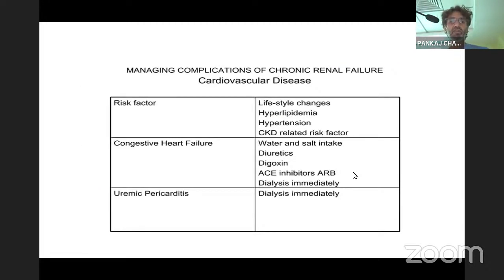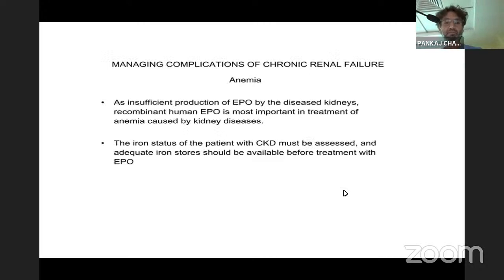Cardiovascular diseases: first of all, we should address the risk factors such as lifestyle modification, hyperlipidemia, hypertension, and CKD-related risk factors. For patients having congestive heart failure, we should ensure proper water and salt intake, administer diuretics accordingly, and add digoxin and ACE inhibitors. Uremic pericarditis should always be addressed by dialysis immediately.